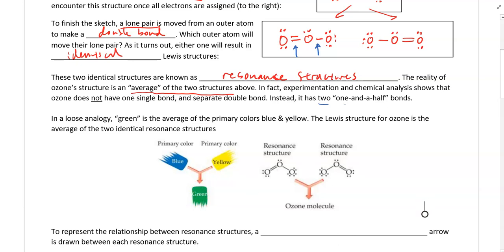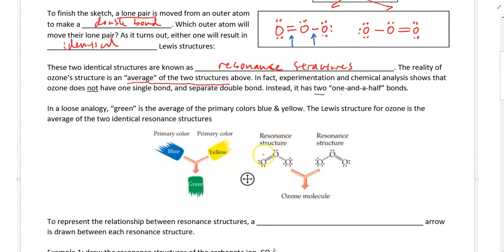In comparison, the resonance structures with ozone, this is the one that we drew on the left, and this is the one that we drew on the right. And again, the actual molecule is a blend of the two. This is like our green, where you don't really see the left one or the right one individually. It's the blend of the two. Unfortunately, it's difficult for us to actually write on paper, but it does exist.